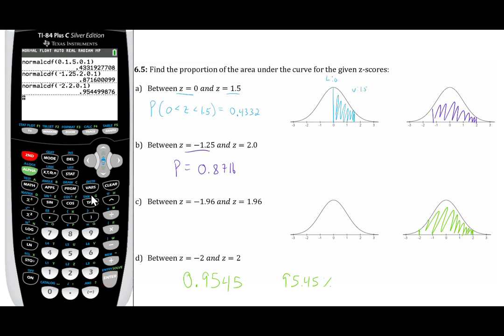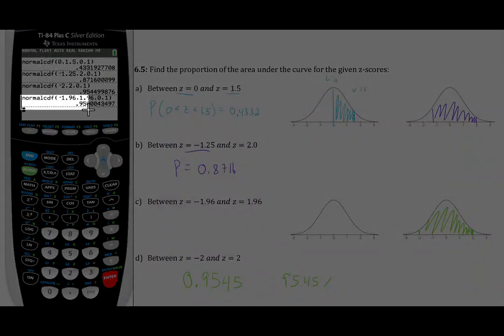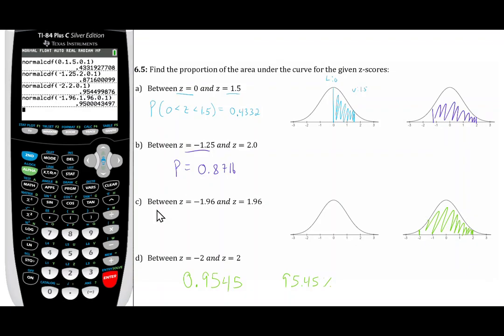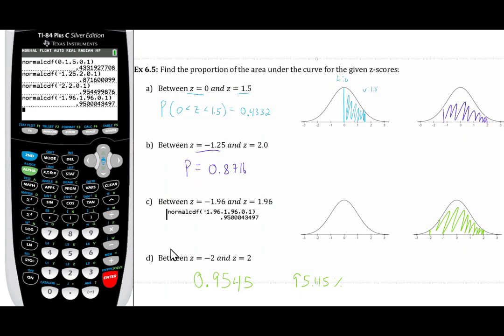In reality, the area between -1.96 and +1.96 is even closer to 95% of the data values. 0.9500. All right, so here's how you use the normal CDF in the TI-83/84 for a bunch of z-score values, again, standard normal distribution values.